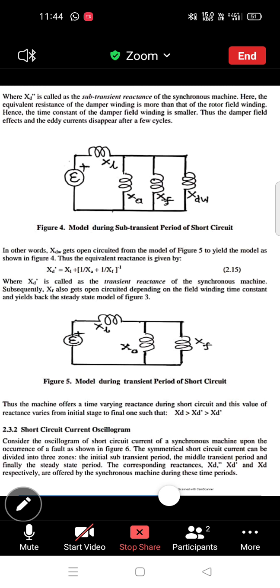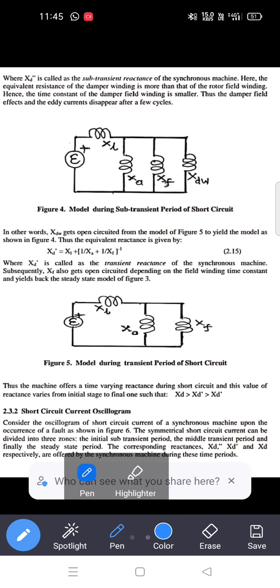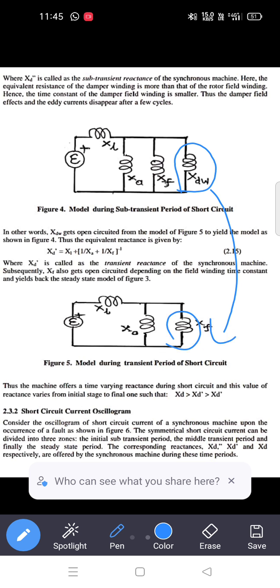In the next figure you can see that the damper winding has died out and only the field winding remains with the armature reactance. So the resultant reactance will be this after a few cycles of the transient, after the short circuit fault happens. This XD dash will be called the transient reactance. So first will be the sub-transient phase, and afterwards the damper winding will die out and it will be called the transient phase, and the reactance will be called the transient reactance.